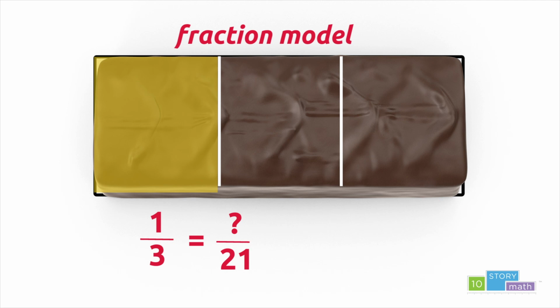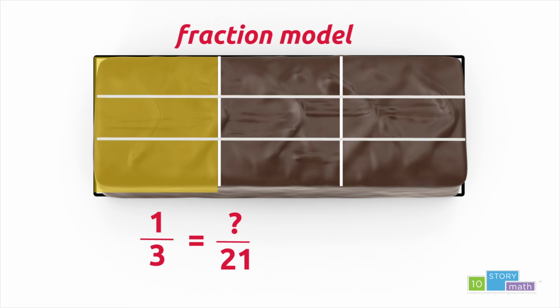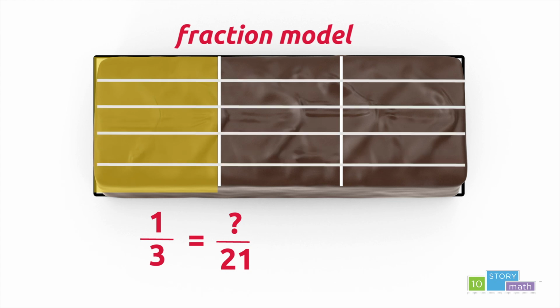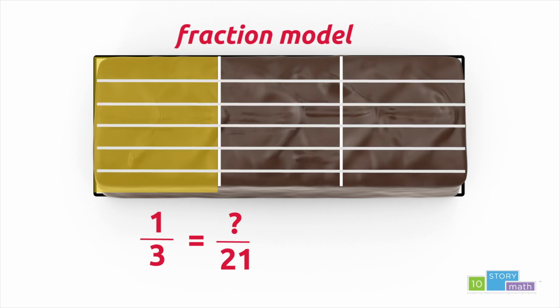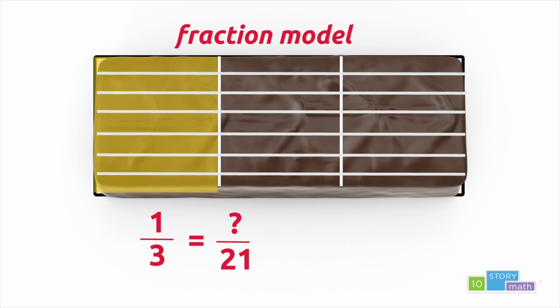With each horizontal line, it's like I'm creating 3 new pieces. 6 pieces, 9 pieces, 12 pieces, 15 pieces, 18 pieces, 21 pieces. And of those 21 pieces, I will need to offer you 7 pieces. Notice how when I broke the candy bar into 7 times as many pieces, I also offered you 7 times as many pieces. 1/3 and 7/21, they're the same thing.